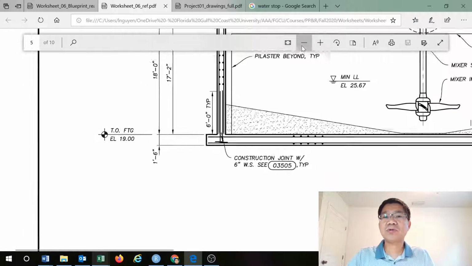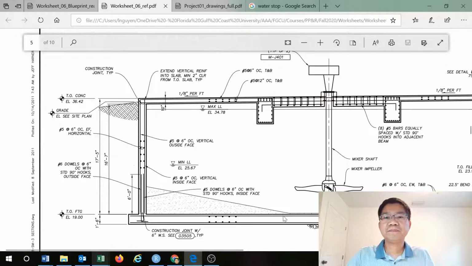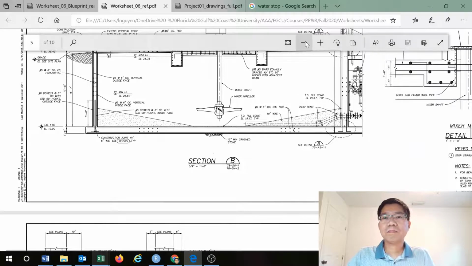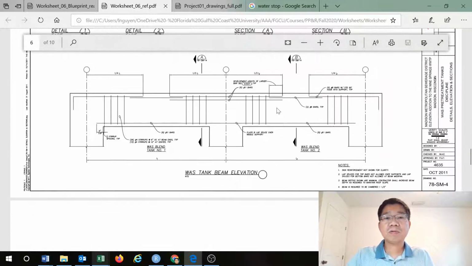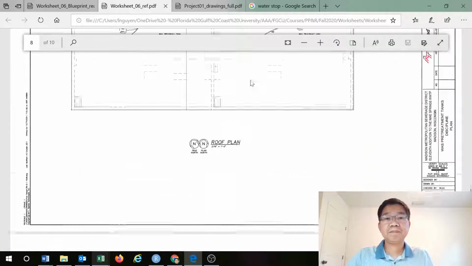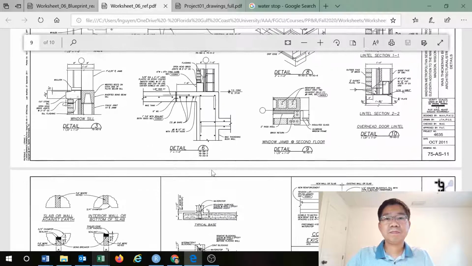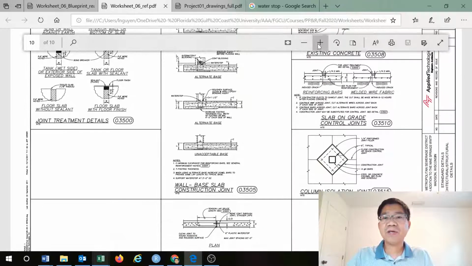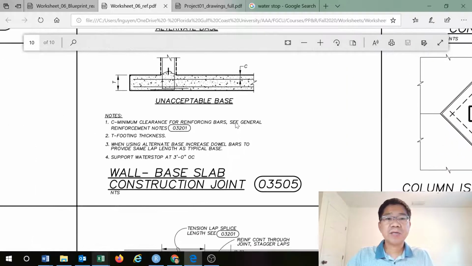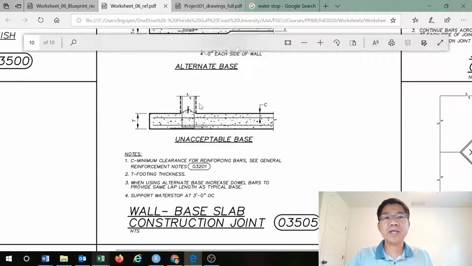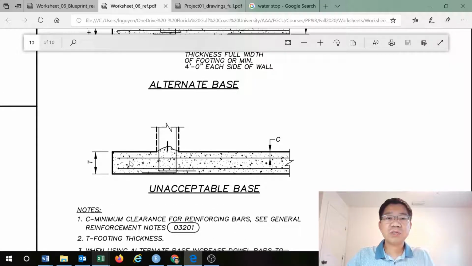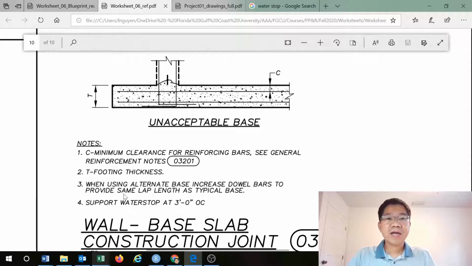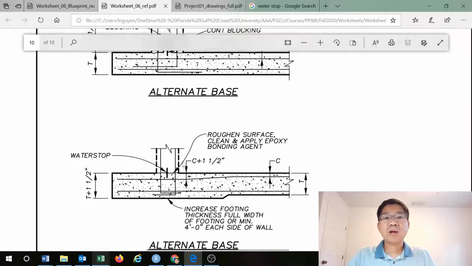We can go down to the drawing further. Go down. So you see the different detail that we have for the old and new concrete. Okay, so that is the base slab construction joint, and that is what they refer to. You see the base and the wall, and you see the water stop, and that water stop that they specify is 6 inches, as you can see.